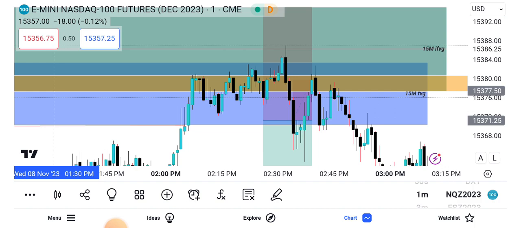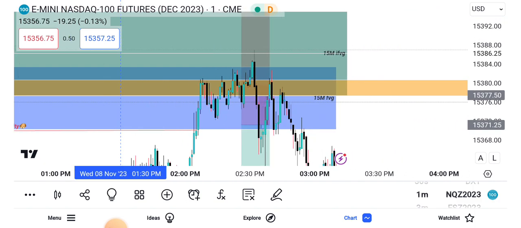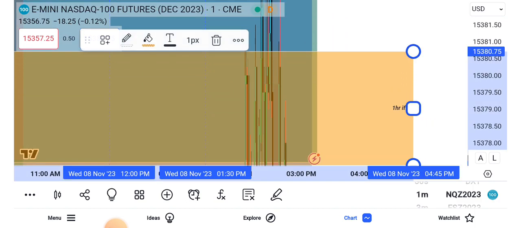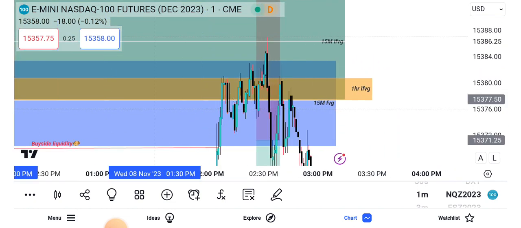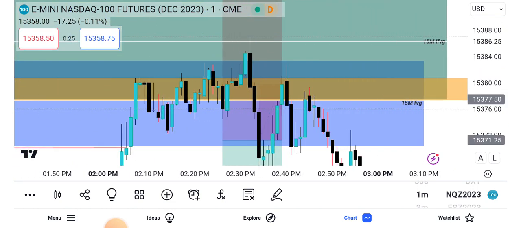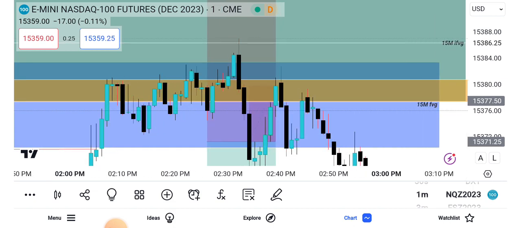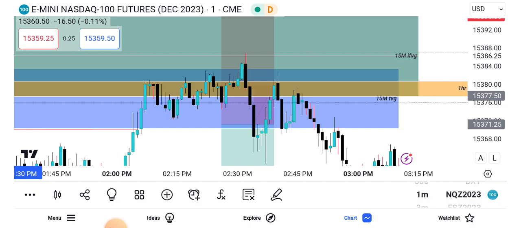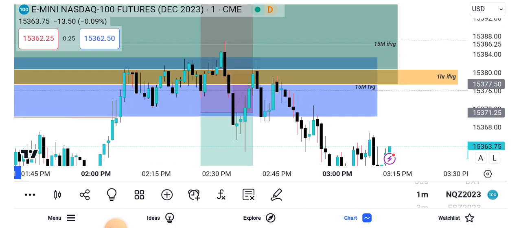It broke through the 1 hour inversion fair value gap. Sorry guys, it broke below that, leaving a fair value gap there. So I entered on this lower fair value gap, because sometimes some gaps turn out to be breakaway gaps, where they're not being traded into. So I entered at that key level at this fair value gap.